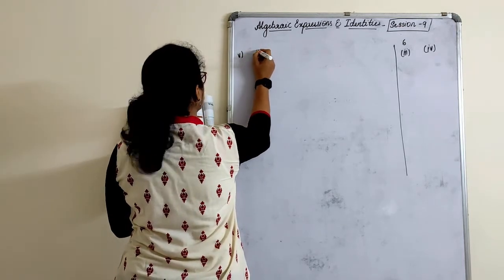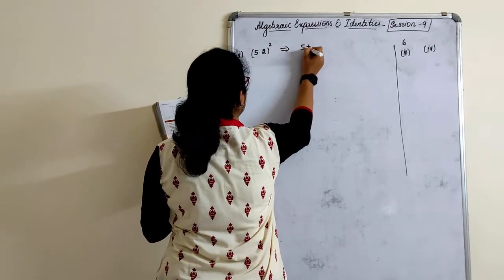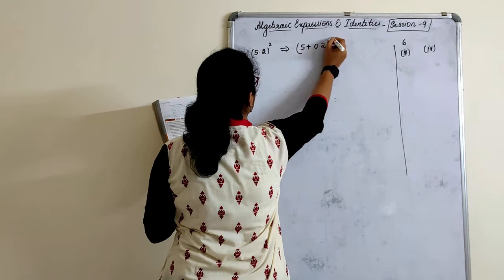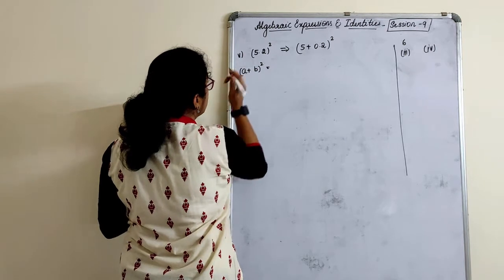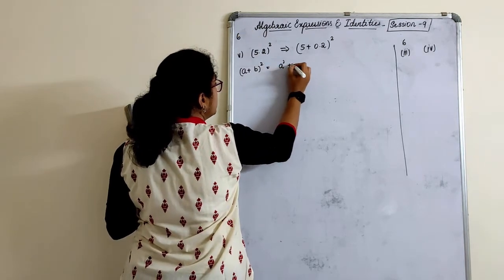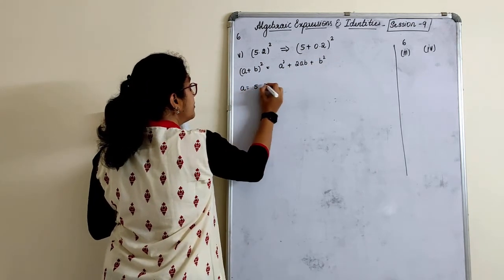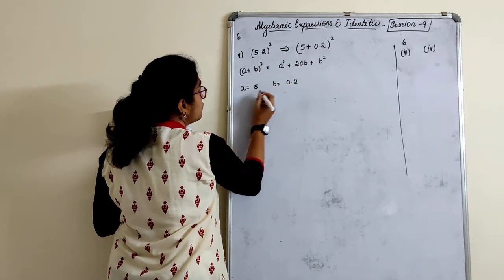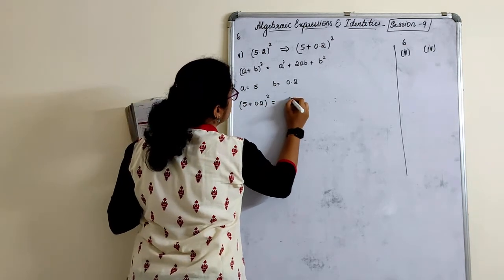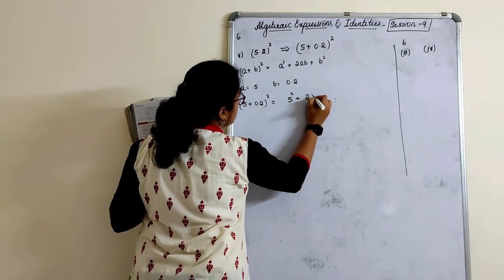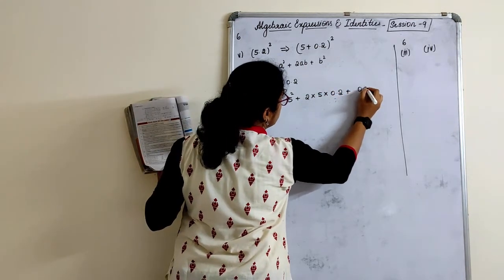Fifth one, 5.2 whole square, written as 5 plus 0.2. So this is of the form a plus b whole square, that is equal to a square plus 2ab plus b square. What is your a term? 5. What is your b term? 0.2. So 5 plus 0.2 whole square is equal to 5 square plus 2 into 5 into 0.2 plus 0.2 whole square.